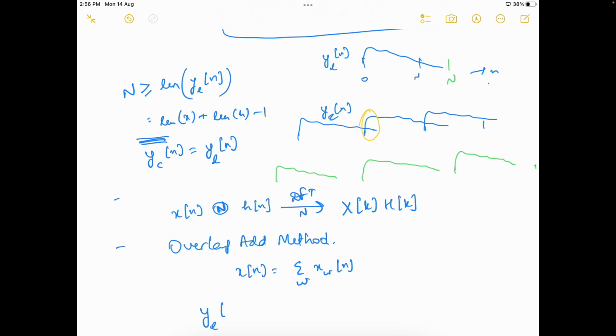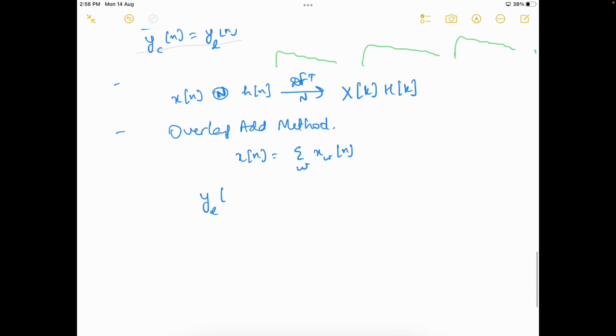But the yc appears because I am using DFTs to compute my Fourier transforms, to basically carry out this convolution. I use circular convolution or DFT based convolution. Therefore yc appears. I don't want yc, I want yl only. But because my tools give me yc, I apply this condition so that my yc is the same as yl. Ultimately I want yl only.